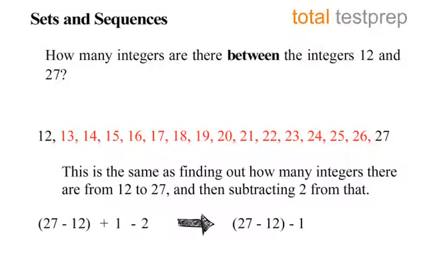This comes out to 27 minus 12 minus 1, which is where we get that formula from, or 14. So you could just remember the formula. When you're counting the integers between two integers, you have to find the difference and then subtract 1.